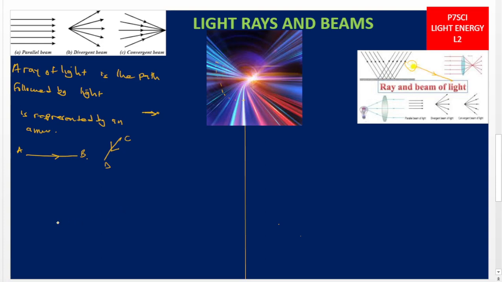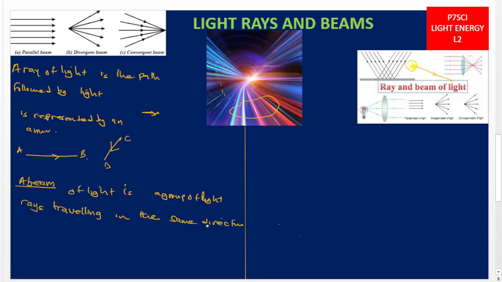Then we have what we call a beam. Let us understand what a beam is. A beam of light, don't just say beam, a beam of light is a group of light rays. When you have very many of these paths, they are in a group and they are traveling in the same direction. So a beam is a group of light rays traveling in the same direction.